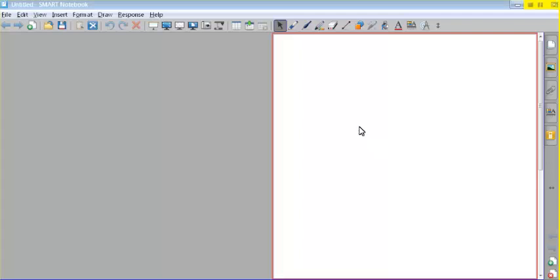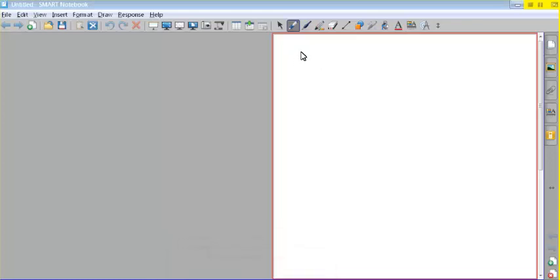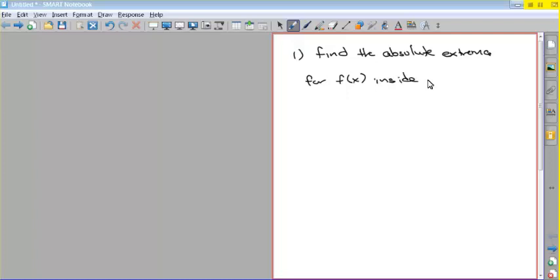So here's our review. The kind of problems we're going to do is we're going to find the absolute extrema for a function inside an interval. And we're going to say that interval is from x equals a to x equals b.